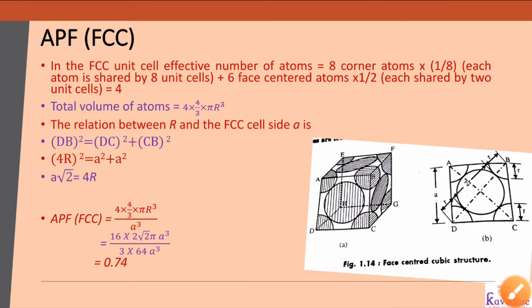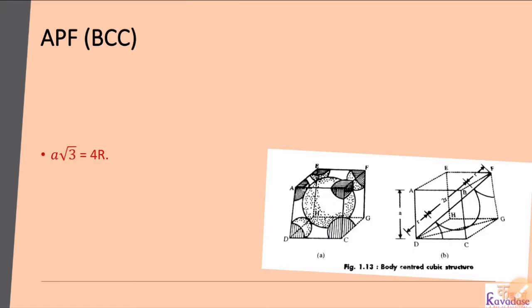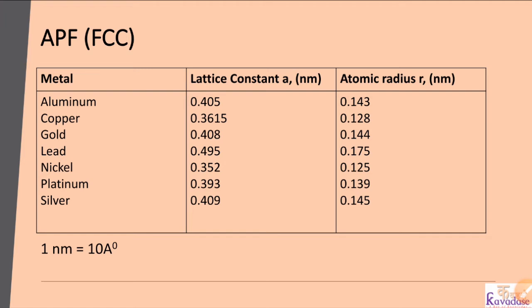Okay, means 26% is void space, means 26% empty space is available in FCC type of crystal structure. Similarly, we can find out APF for BCC and HCP structure as well. So there are some examples of FCC: aluminum, copper, gold, lead, nickel, platinum, silver, and we have lattice constant A and atomic radius R. Values are here. You can also calculate APF for FCC structure. If you do the derivation or if you put values, you will get the same result.